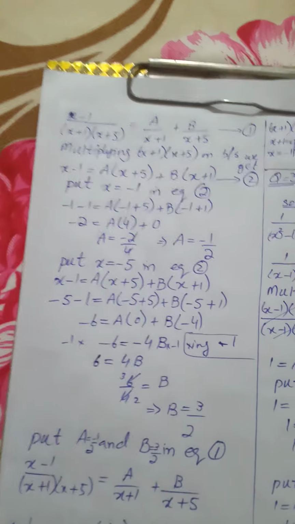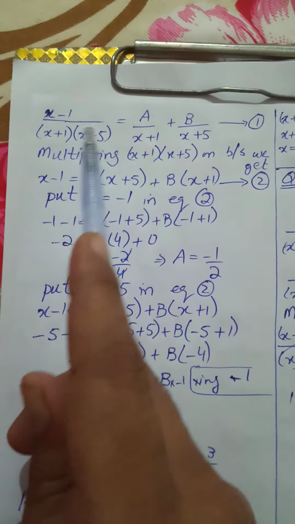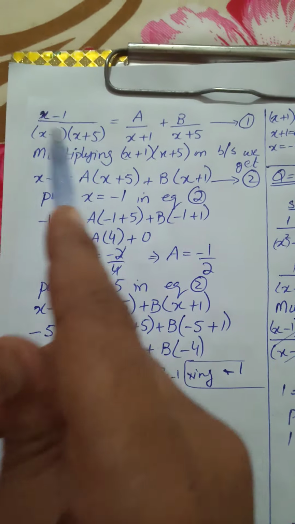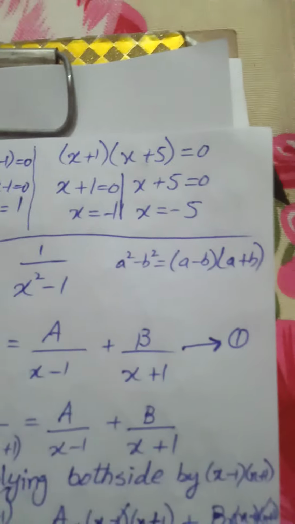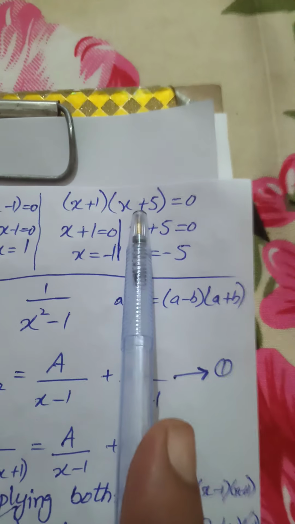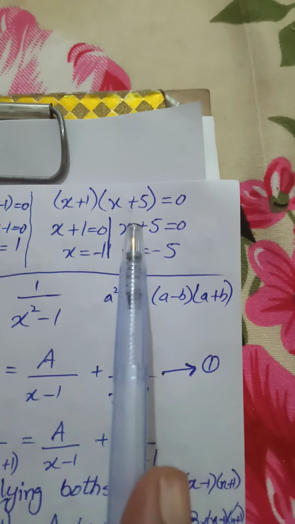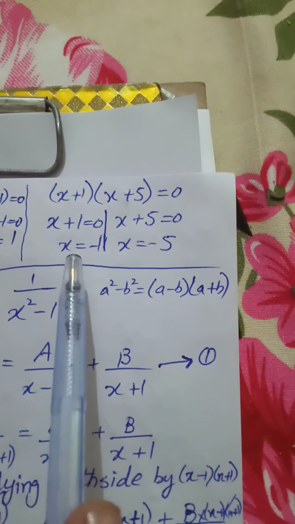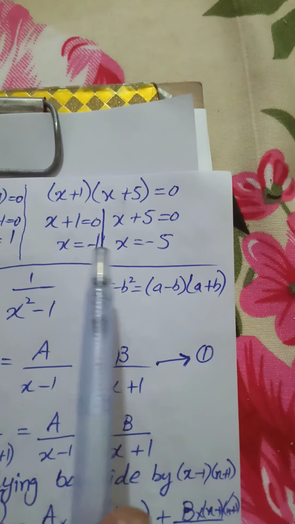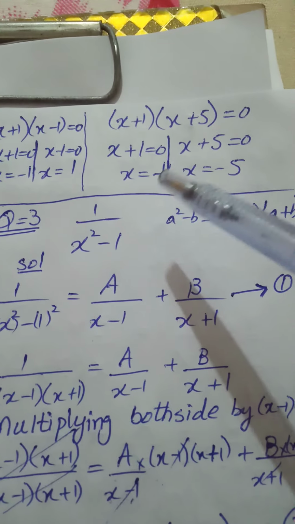Now what we can do, we can find the zeros of this. First we will take x plus 1 x plus 5 to be 0. It gives us two values, since the product of two numbers is 0, it means that either x plus 1 is 0 or x plus 5 is 0. We will find the values of x, which is x is equal to minus 1 and x is equal to minus 5.